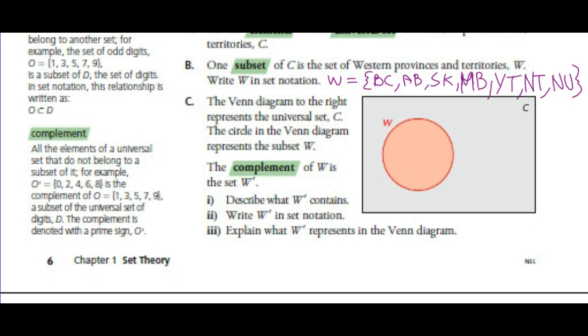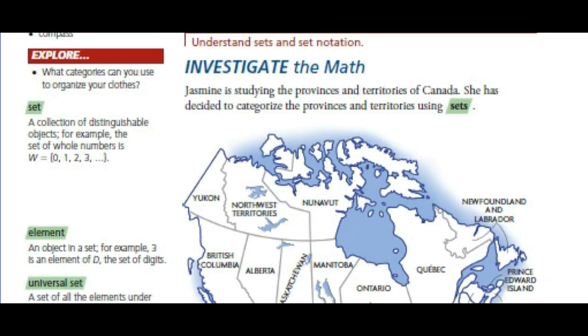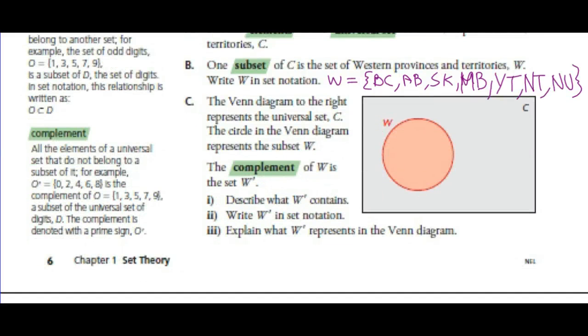If W is the set of western provinces and territories, then W prime is the eastern. Okay, so describe what W prime contains. The eastern provinces. Actually, there are no territories in the east, right? We look up here, territories are all west. No territories here. So we just need to list the eastern, or W prime, right? So we could call it the Eastern Territories. We could also call it W prime, right? Not in the West. Okay, now we'll pause.